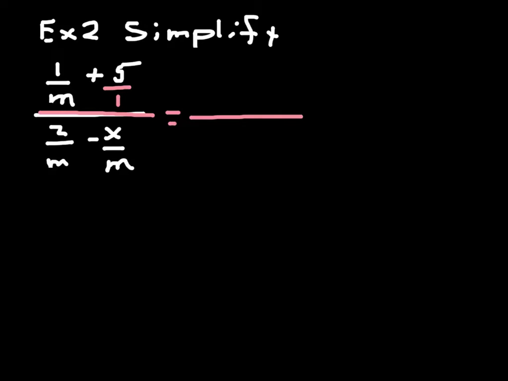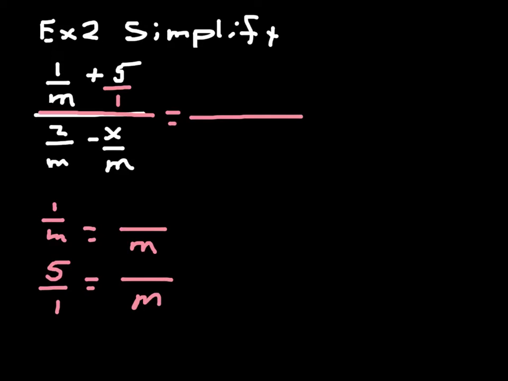So in the red here, I'm going to take 1 over m, and I'm going to add to it 5 over 1. So I'm going to find my common denominator, which is the least common multiple. So what's the common denominator for m and 1, or the least common multiple? Well, it's m.